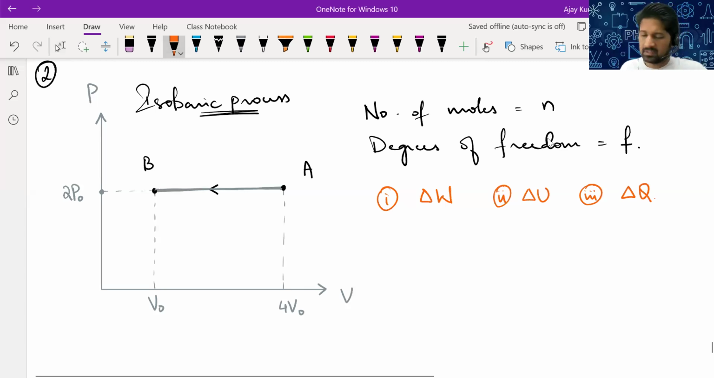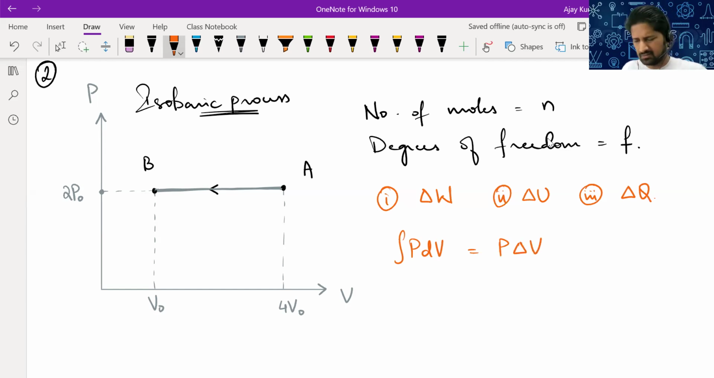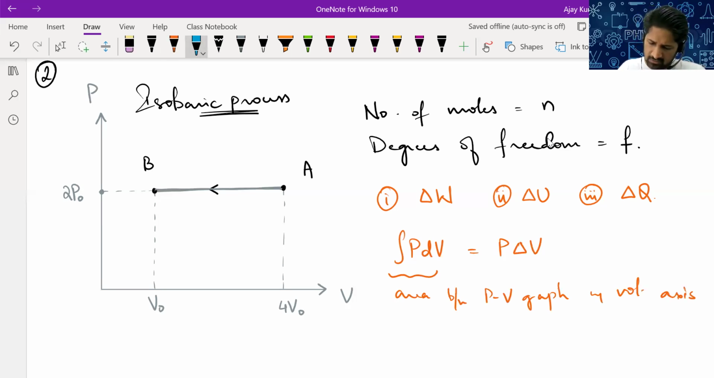Right. Listen, the general formula for work done by an ideal gas or by a gas is integral PdV. Now, in an isobaric process, pressure remains constant. So it converts to P delta V. So if you want to solve using the formula, this is how you proceed. Otherwise, from a PV graph, how do you find out work done? Integral PdV is nothing but the area between the PV graph and volume axis. Basic mathematics. So this area gives you the work done.